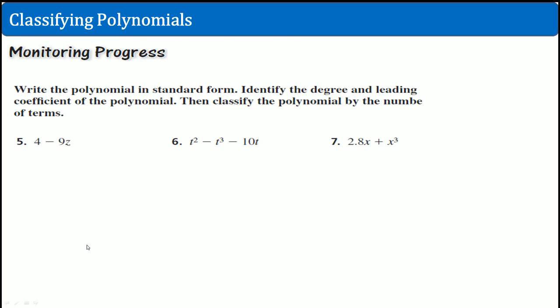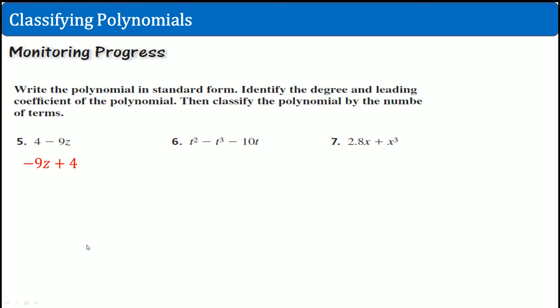Next, you want to monitor your progress. You're going to write the polynomial in standard form. You're going to identify the degrees and leading coefficient of the polynomials, then classify the polynomials by the number of terms. Exactly like what we did before. All right, you could do this now. Okay, you could pause the video if you would like.